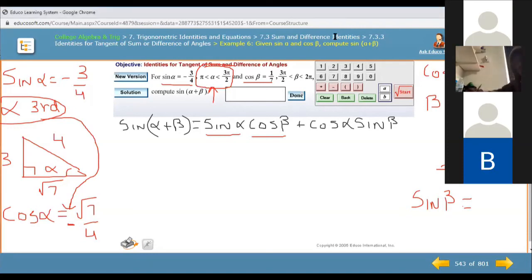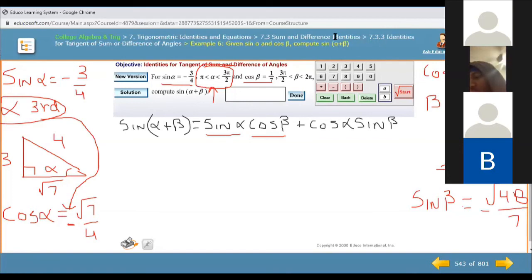Using the Pythagorean theorem, 49 minus 1 gives you what? 48, so you have radical 48. So your sine beta is radical 48 over 7, and it's negative because it's in the fourth quadrant. The only thing that's positive in the fourth is cosine. Very good. In the fourth quadrant, cosine is positive and sine is negative.